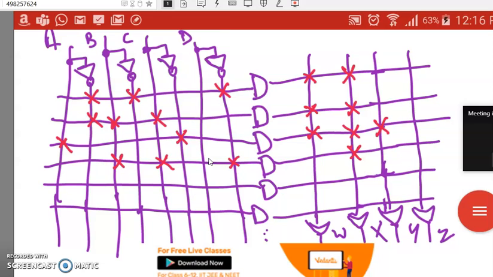Like that, go to the next column. The next column is A bar, B bar, C. This term is not there in W, so don't connect here. Not there in X, so don't connect here. But it is there in Y, so you connect this. Got this point?